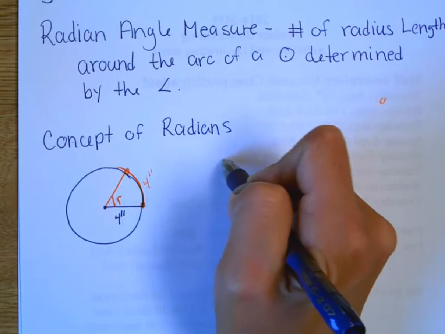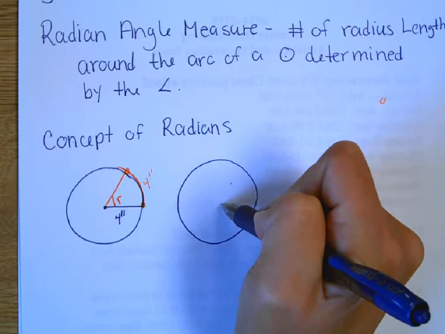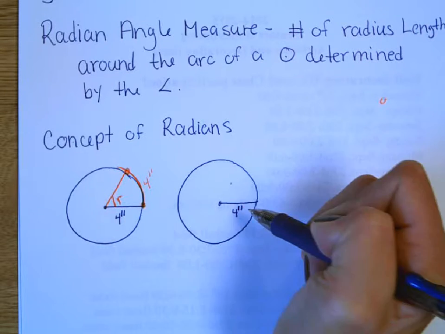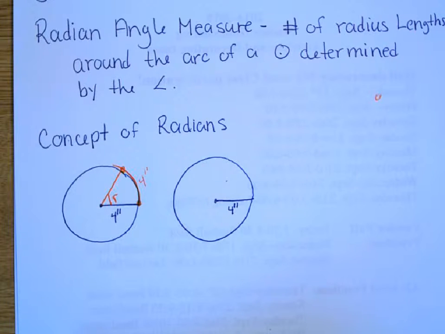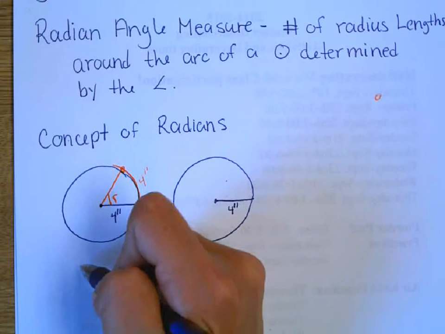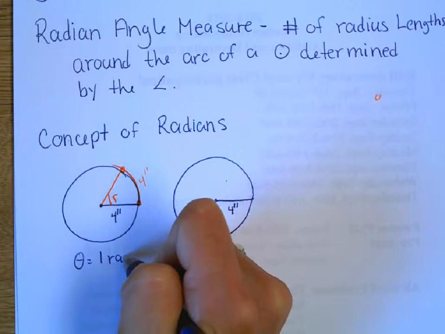I'm going to do another one. Pay attention. Stick with the same circle, same 4-inch radius. The angle measure here is 1 radian. I'll say theta equals 1 radian.